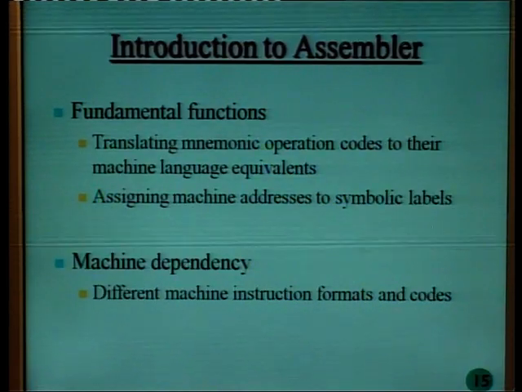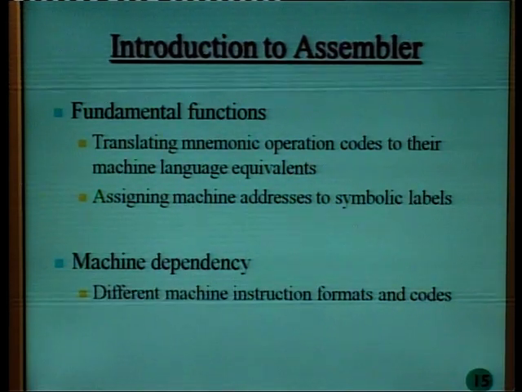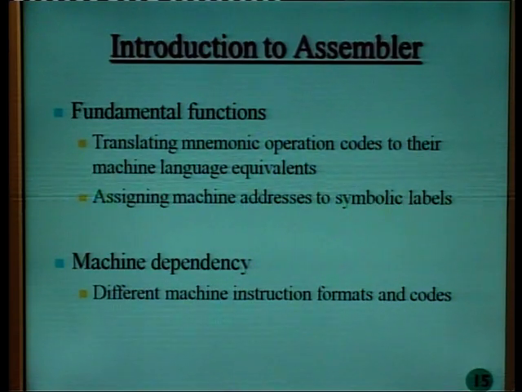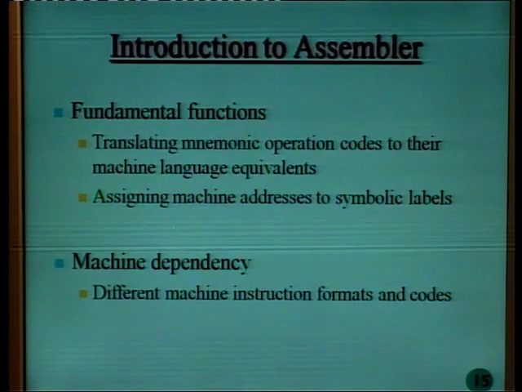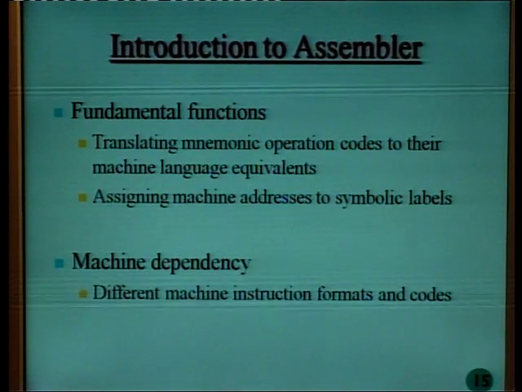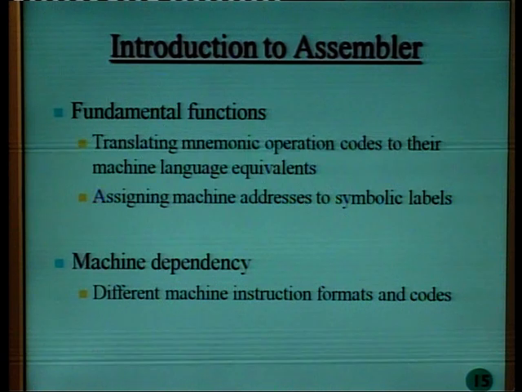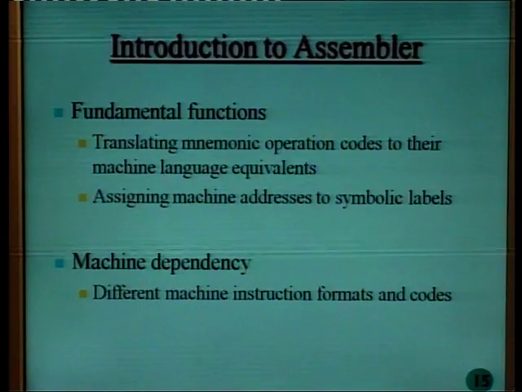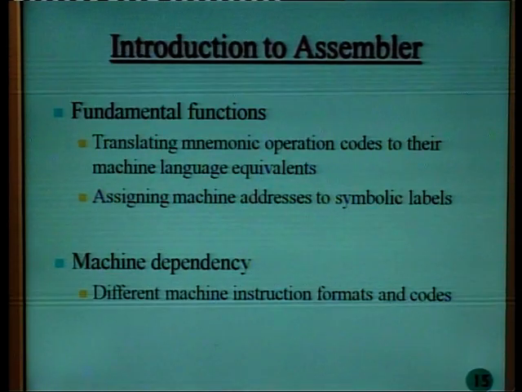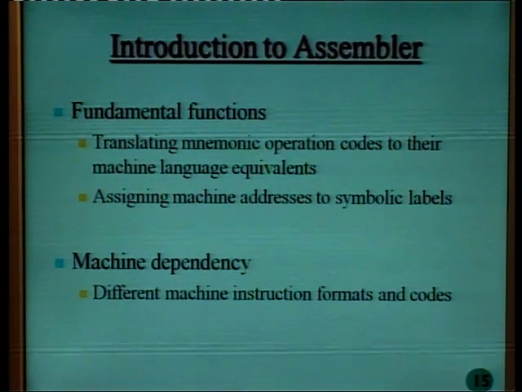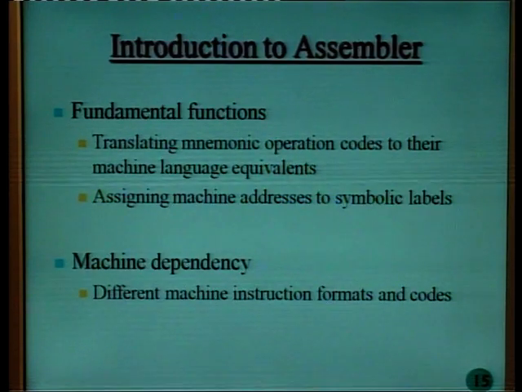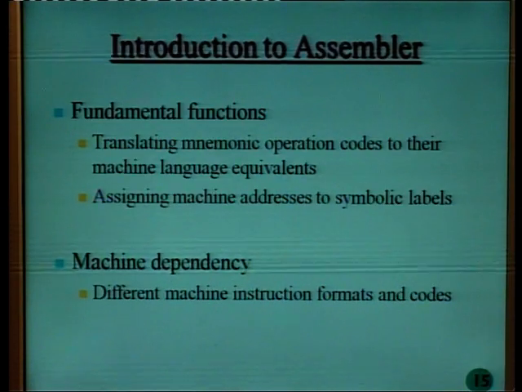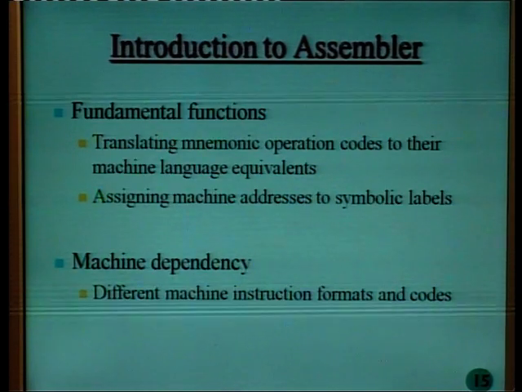So an operand may be stored in the memory at a location, or directly taken from or added from the register. So the main function of translating is first converting their mnemonic operation code to their machine language equivalent, and assigning machine addresses to the symbolic labels. So any symbolic label is assigned some address in the memory, and first providing the value to the operation code and loading the operand from the memory.